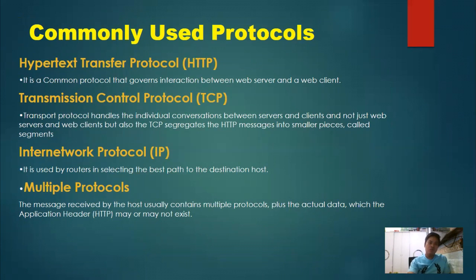While Transmission Control Protocol, TCP, handles the individual conversations between servers and clients, not just web servers and web clients, the TCP also segregates the HTTP messages into smaller pieces called segments. Internetwork Protocol, or IP, is used by routers in selecting the best path to the destination host. Multiple protocols: the message received by the host usually contains multiple protocols, plus the actual data, while the application header, HTTP, may or may not exist.